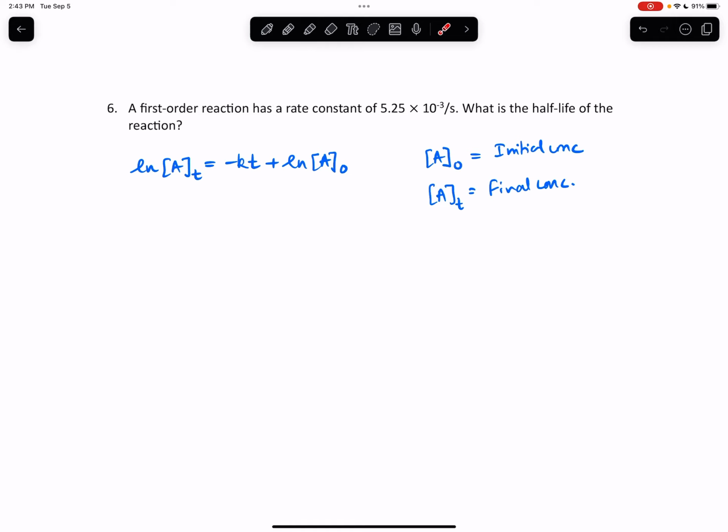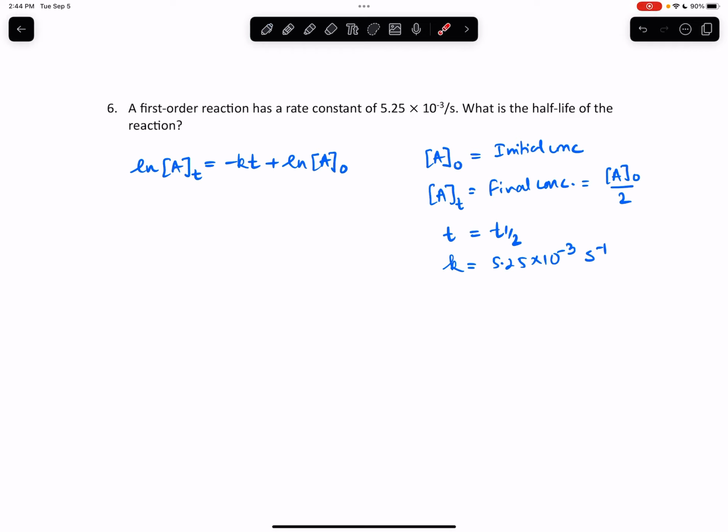Now, because it's asking you what is the half-life of the reaction, it's important to understand that half-life is the time it takes for the reaction to drop to half its initial concentration. So really, A_t, the final concentration, should be A naught over 2. And of course, since we're calculating half-life, the t in this expression should be t half. And k is given to us in the problem, which is 5.25 times 10 to the negative 3 per second, which is the same as second inverse.